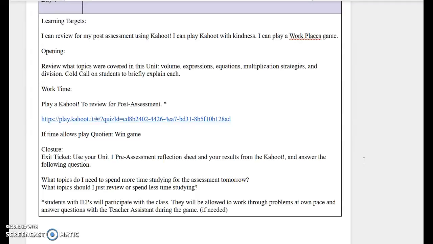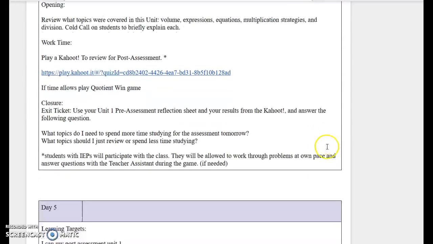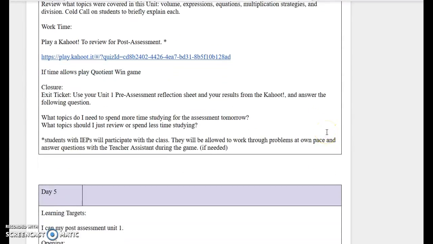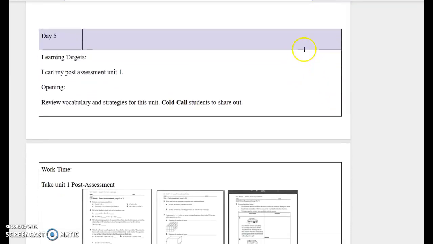Then I'll have them reflect and look back on their pre-assessment and their Kahoot results and compare that with what they might need to go home and study for the test the next day. And then day 5, like I mentioned, will be the final assessment.